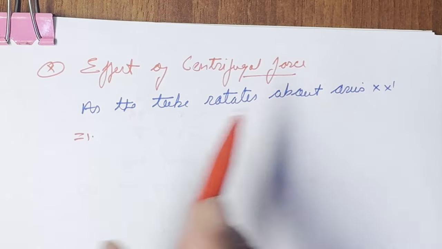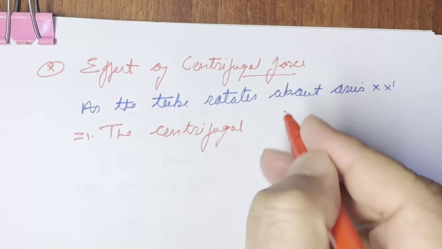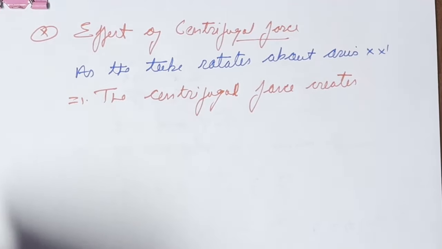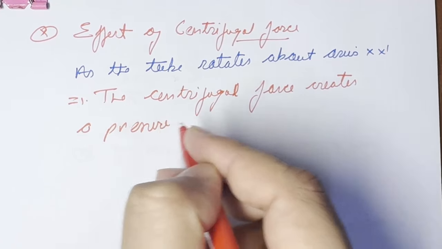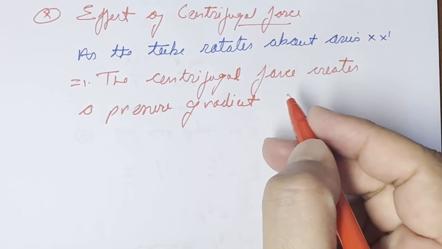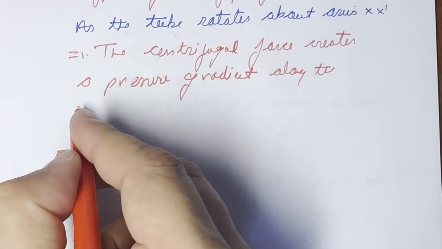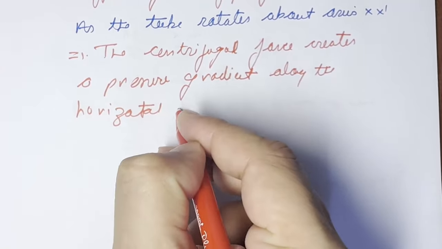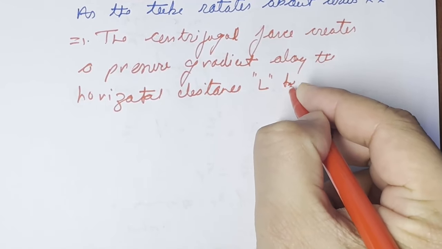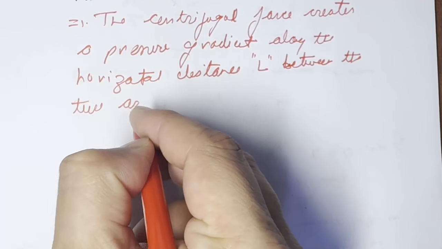As the tube rotates about the axis x prime, the centrifugal force creates a pressure gradient along the horizontal distance L between the two arms.